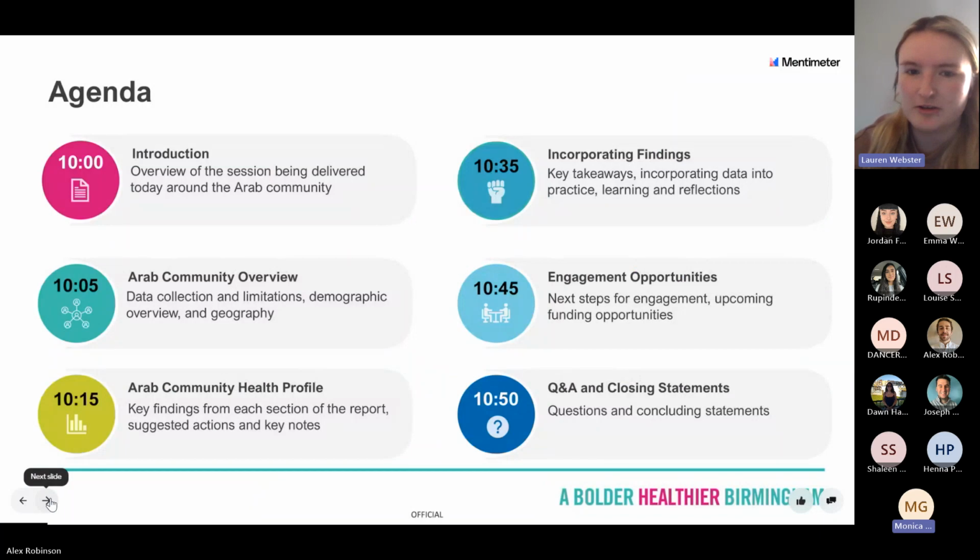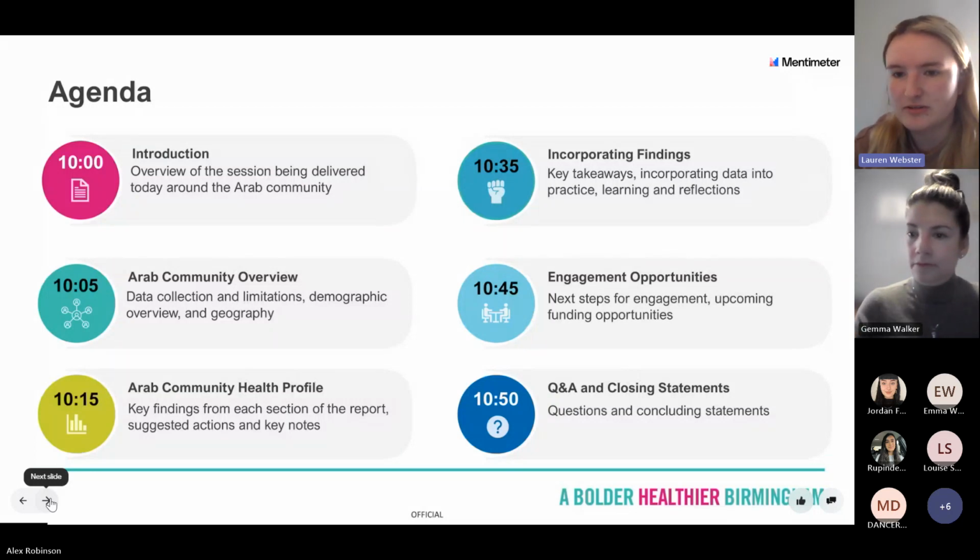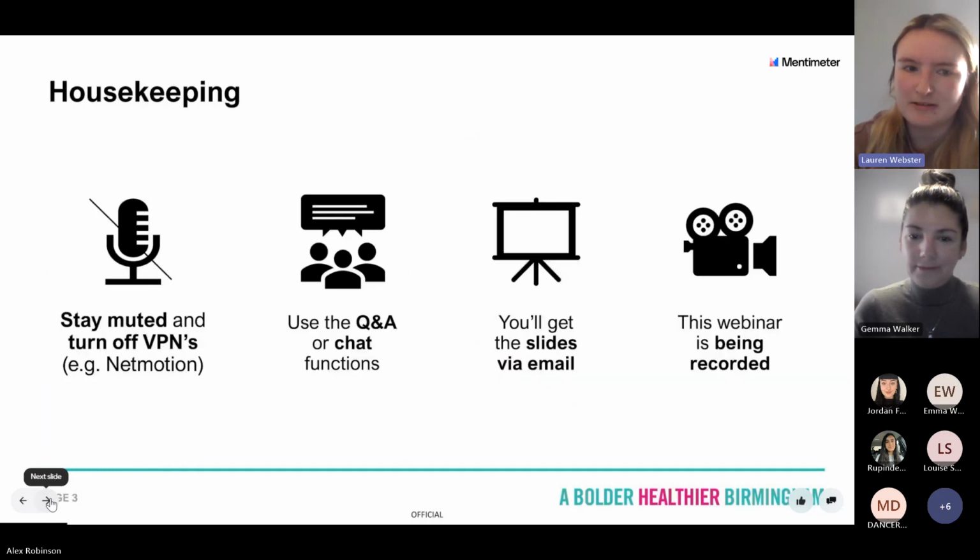So the agenda today: we've got a short introduction and then an overview of the Arab community. After that, we'll have the Arab Community Health Profile, discussing the key findings from each section of the report, suggested actions and key notes. And then we'll have incorporating findings, so our key takeaways, how we're incorporating data into practice, learning and reflections. And then finally, the engagement opportunities, so our next steps for engagement and upcoming funding opportunities, followed by a Q&A and closing statements.